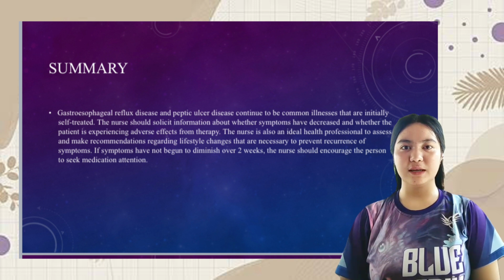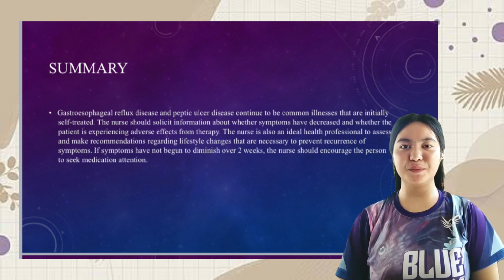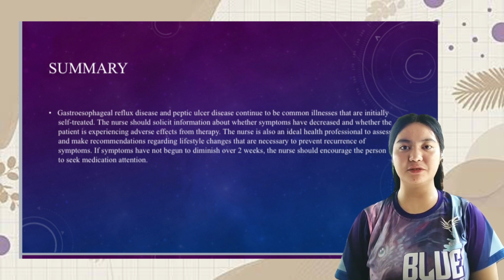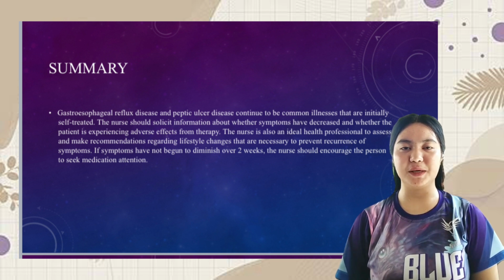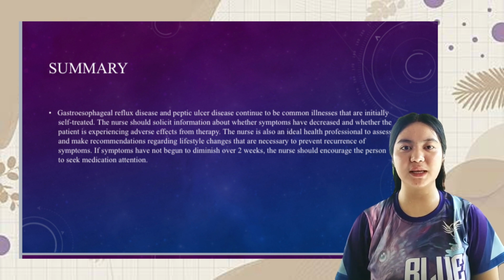Chapter Review: Gastroesophageal reflux disease and peptic ulcer disease continue to be common illnesses that are initially self-treated. The nurse should solicit information about whether symptoms have decreased and whether the patient is experiencing adverse effects from therapy. The nurse is also an ideal health professional to assess and make recommendations regarding lifestyle changes that are necessary to prevent recurrence of symptoms. If symptoms have not begun to diminish over 2 weeks, the nurse should encourage the person to seek medical attention.